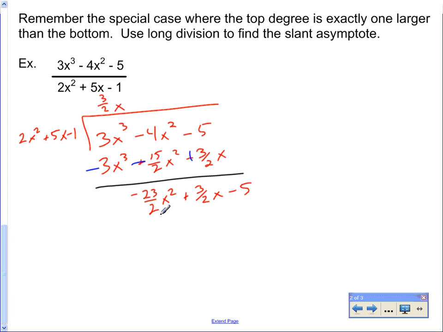So now I need this to match this. So I'm going to have to multiply by, let's see, 23 fourths. So negative 23 fourths. Oh, I don't even need the x. I just need the 23 fourths. Because when I multiply this by that, I end up with negative 23 halves x squared.